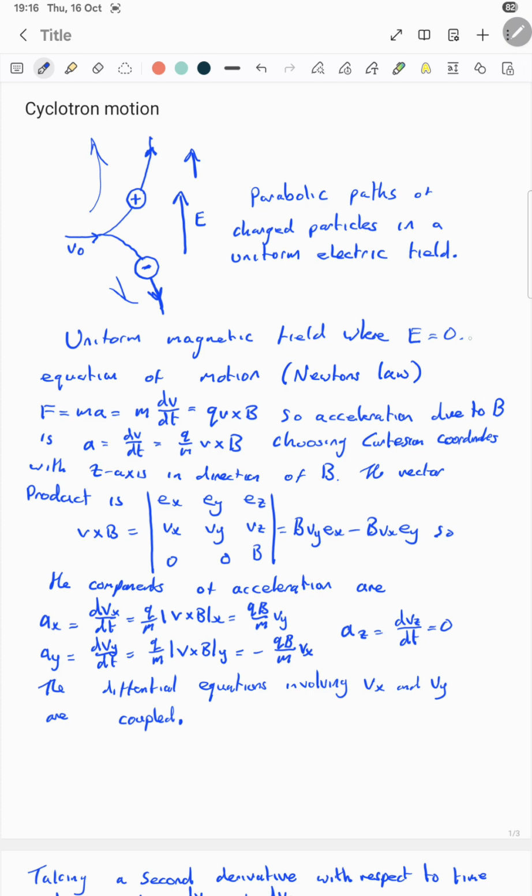Now we're going to go straight on to a magnetic field here. It's just a bit more interesting. I'll tell you why in the end.